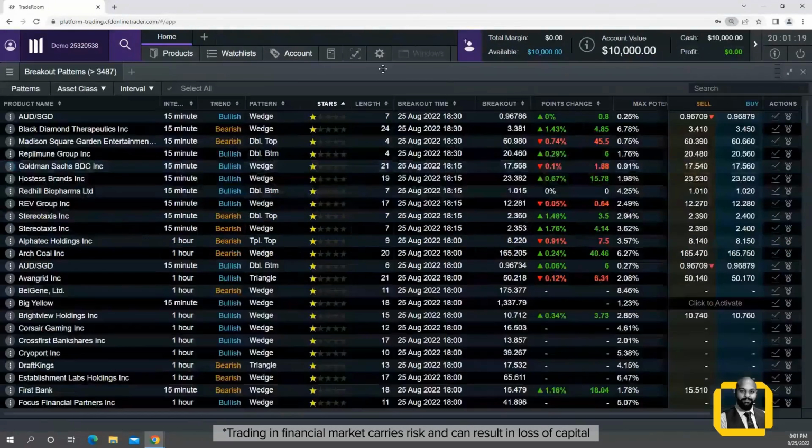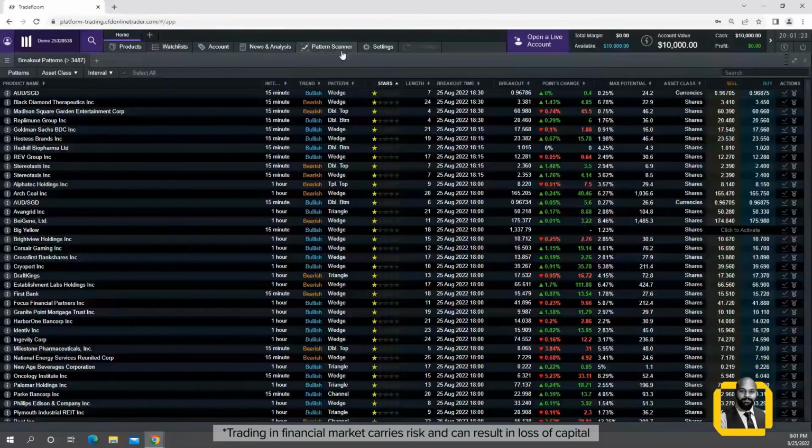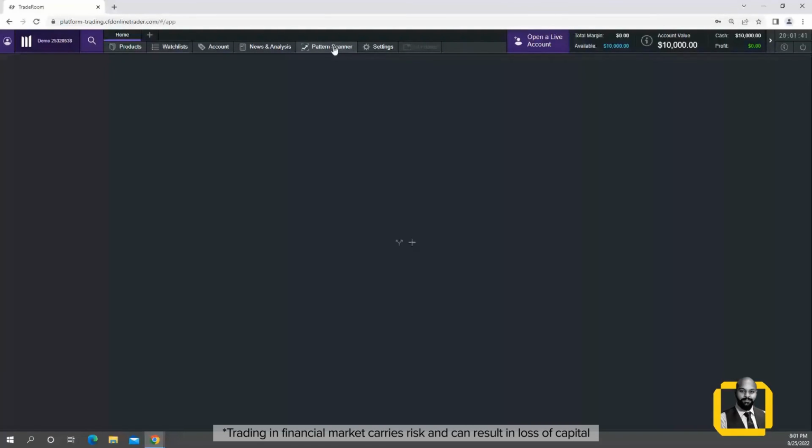Now very quickly, I'm just going to show what the platform also offers. If you do not have the time, you have your consultant who will identify patterns for you and notify you whenever there's a potential pattern. But at the same time, if you want to follow a system that can identify for you, we have that in place. Now in this case, let me close this, I'm going to click on pattern scanner.